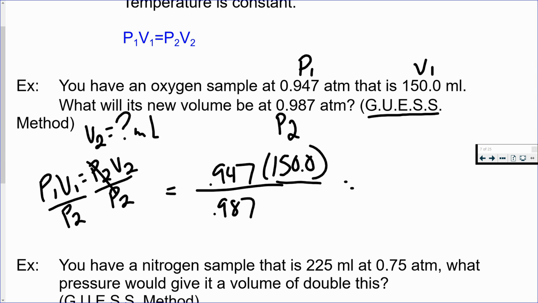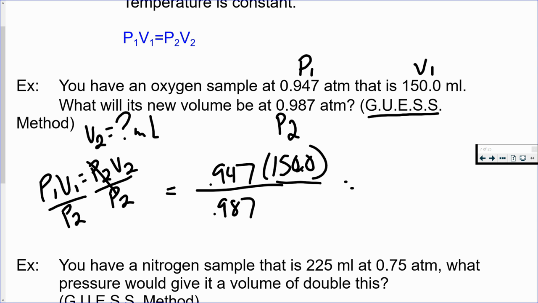Now, there's a little bit of a double check here. You can ask yourself, what happened to the variable that I have two of? So I have two pressures. What happened to my pressure? Did it increase or did it decrease? If it increased, you should then realize that if pressure increases, volume decreases. So your final answer should be something smaller than your original volume.